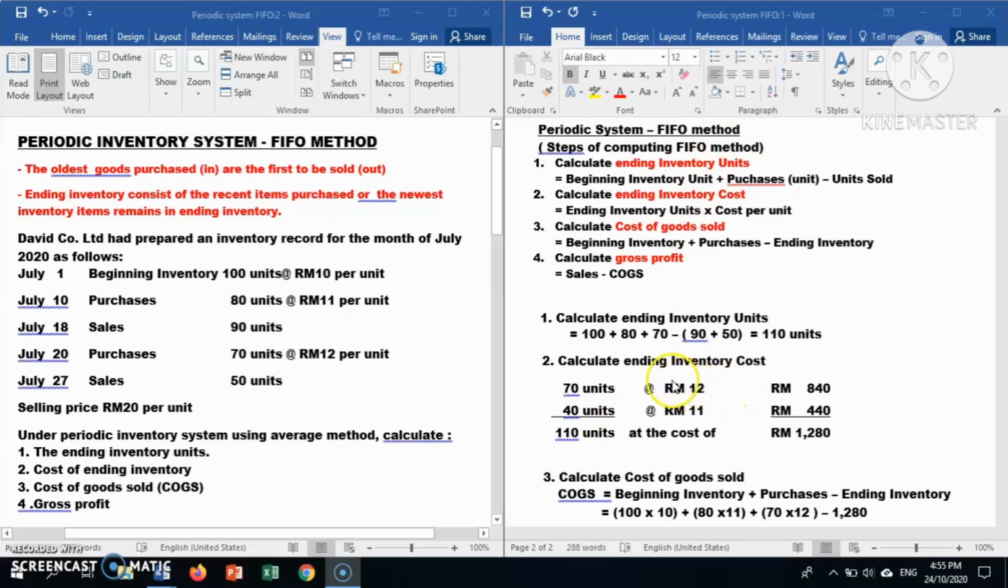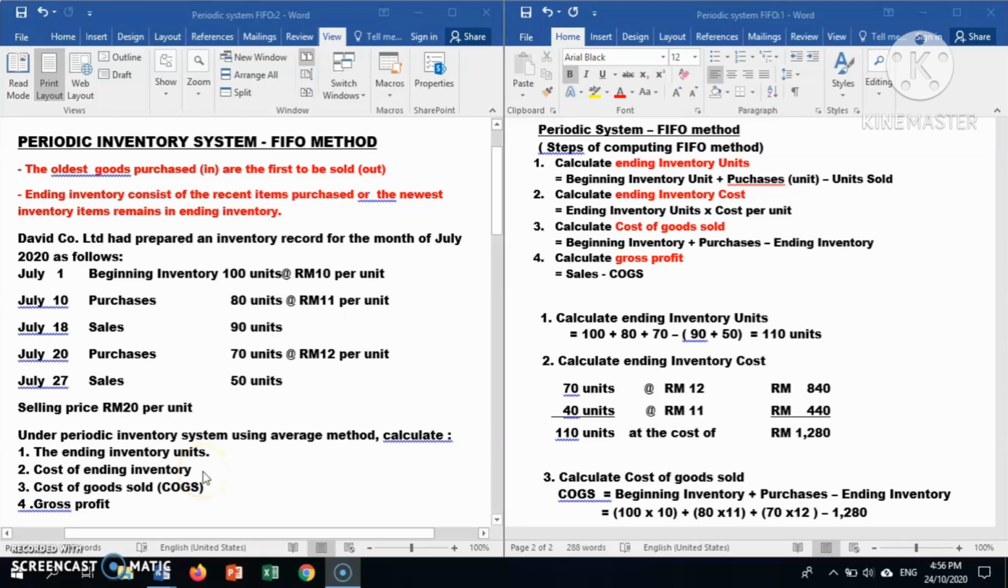So what is the amount for ending inventory cost? 70 times 12, you get 840. 40 units times RM11, you will get RM440. And we must know that for the ending inventory cost based on the FIFO method, we must take the recent price. This is the recent price with recent units, and this one the second recent, and this one is the oldest price. Now we get a total for ending inventory cost of RM1280.